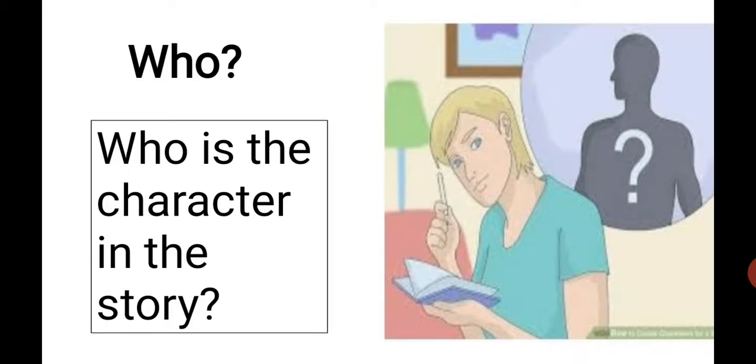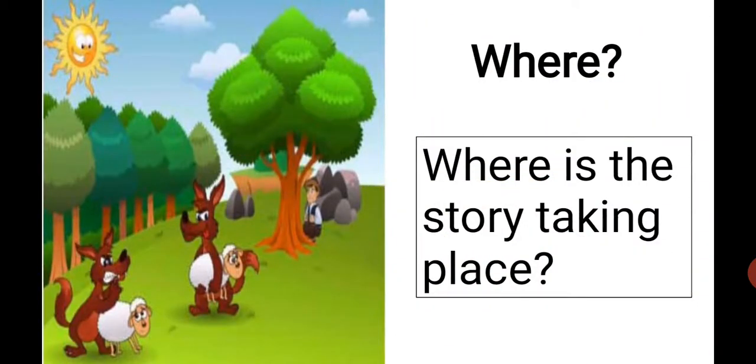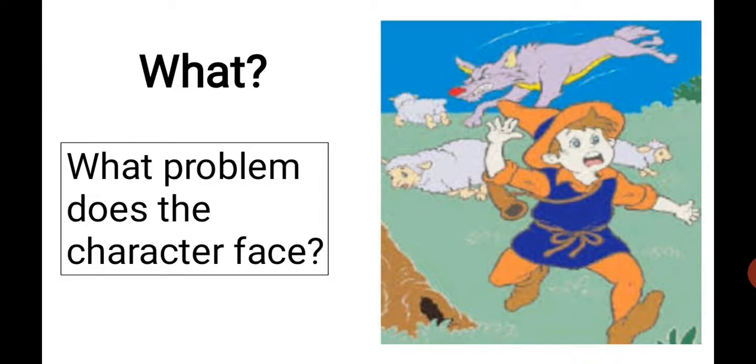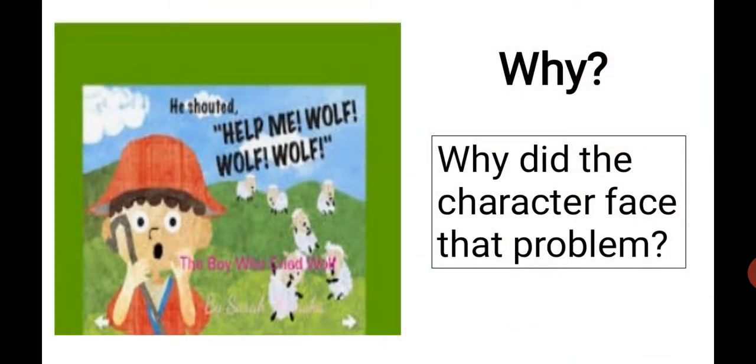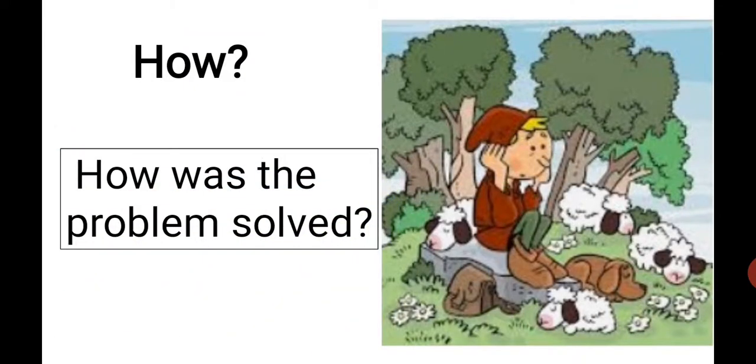Next question you need to think is, where is the story taking place? That is the setting. Where is the story taking place? The next question you need to think about is, what problem does the character face? There must be some problem. So you need to guess what problem does the character face. After that, you need to think why. Why did the character face that problem? And in the end, you need to think about the solution, like how was the problem solved.